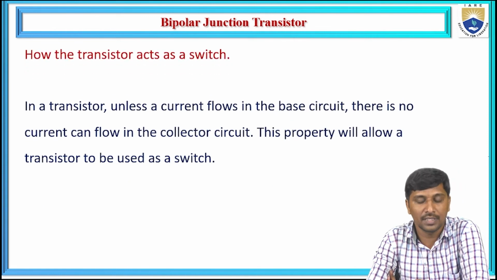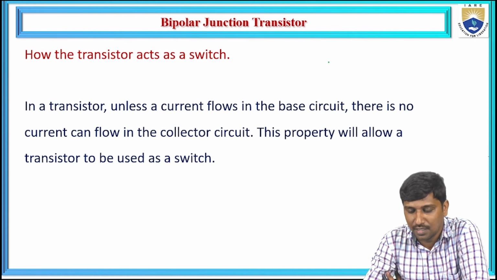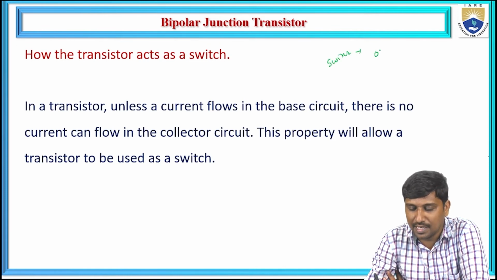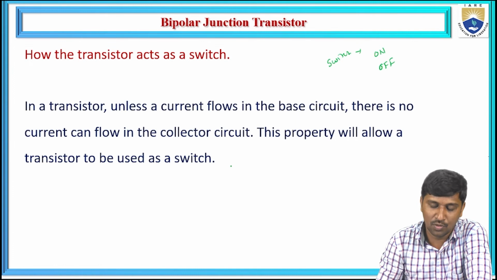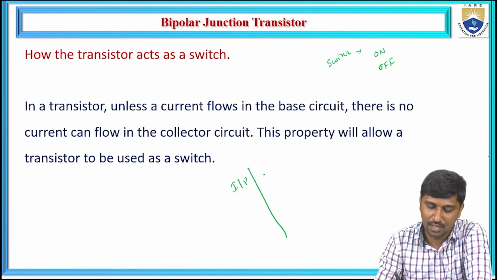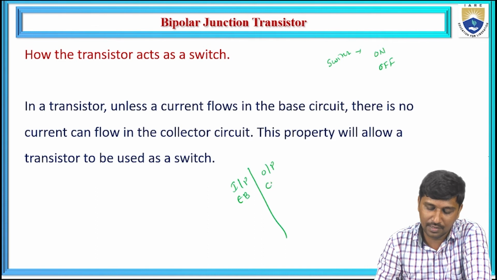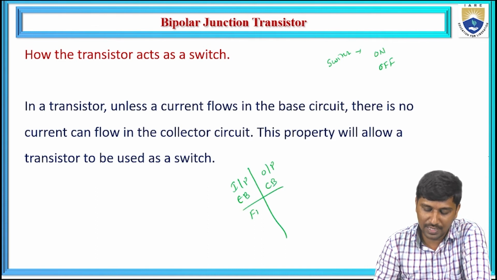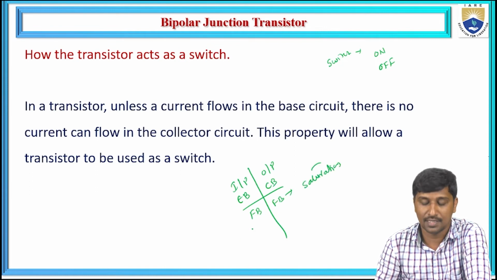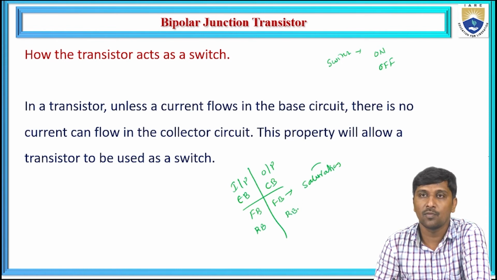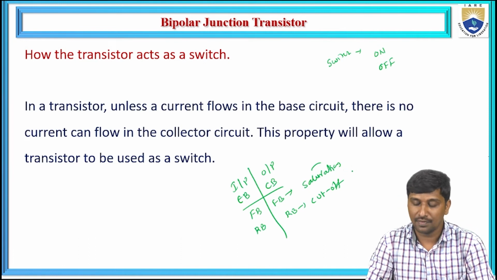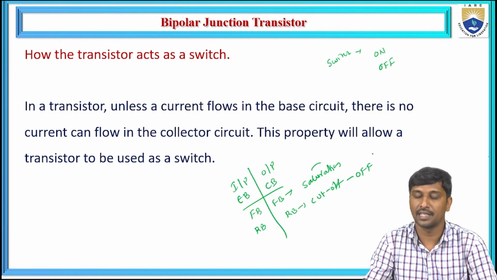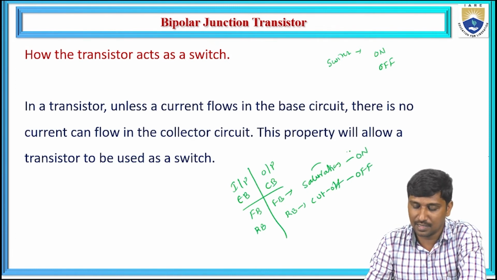Now, we can say how the transistor acts as a switch, meaning the switch has an on state as well as an off state. Recall the modes of operation of the input junction and output junction, or emitter base junction and collector base junction. If both junctions are forward biased, the region is called saturation. If both junctions are reverse biased, it is called the cutoff region. The cutoff region represents the off state, and saturation represents the on state.